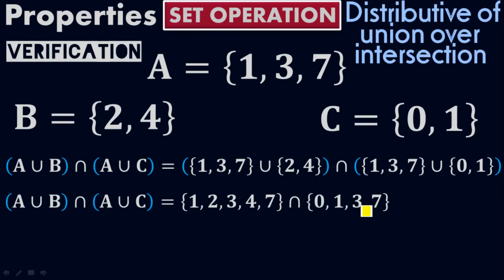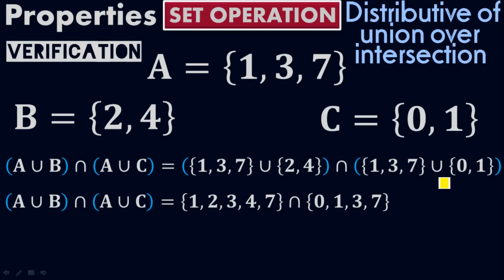As I told you, in union we take everything, and repeating elements are taken once. For A union B, we have {1, 3, 7} and {2, 4}. There is no common element here. Therefore we take all the elements of both sets, which is {1, 2, 3, 4, 7}. It is the union of these two sets.